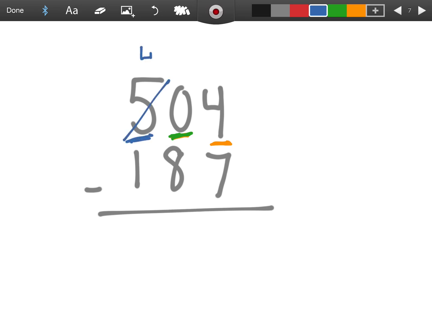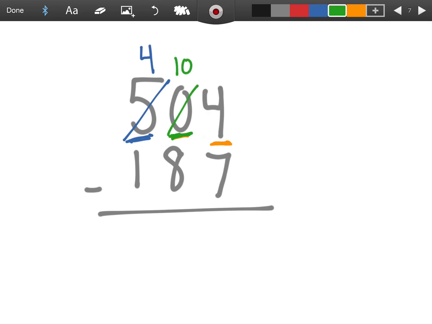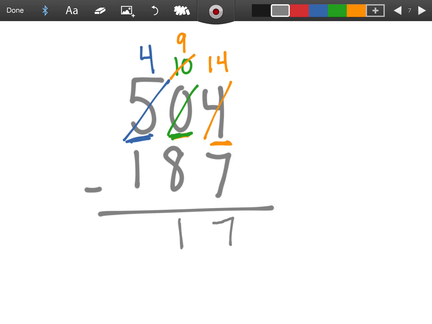The 5 becomes a 4. The 0 becomes a 10, and now we are ready to begin our subtraction by starting in the ones, calling up the tens, borrowing 10. The 4 becomes a 14, making this 14 minus 7 is 7. 9 minus 8 is 1, and 4 minus 1 is 3, making the difference 317.